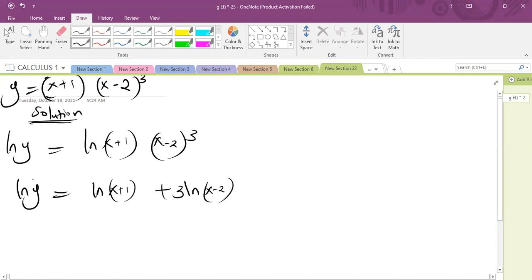Now remember how to differentiate a logarithmic function. The derivative of ln y is 1 over y. However, don't forget under implicit differentiation, what did we say? If you're differentiating y, there's got to be the dy/dx beside it.